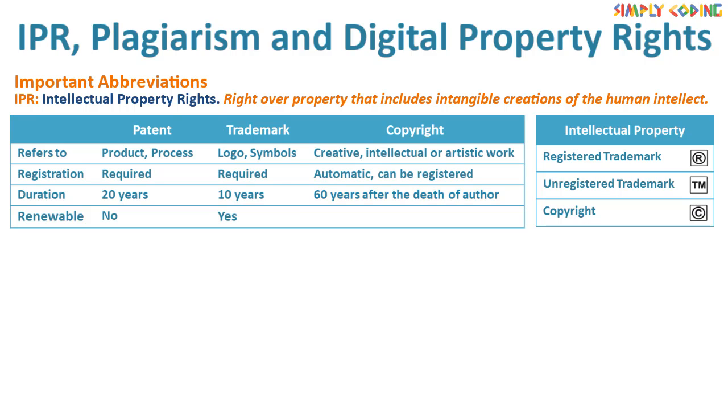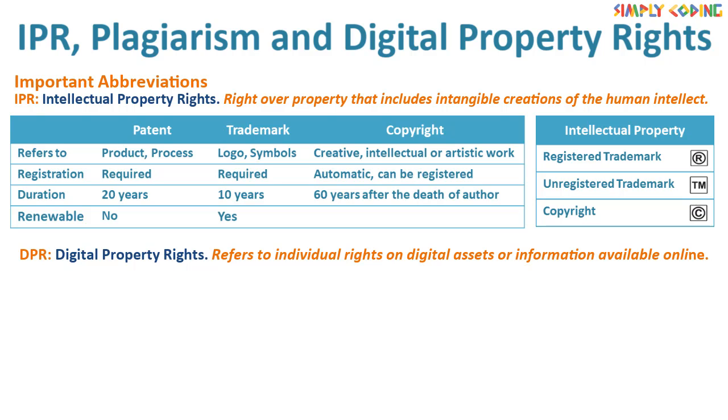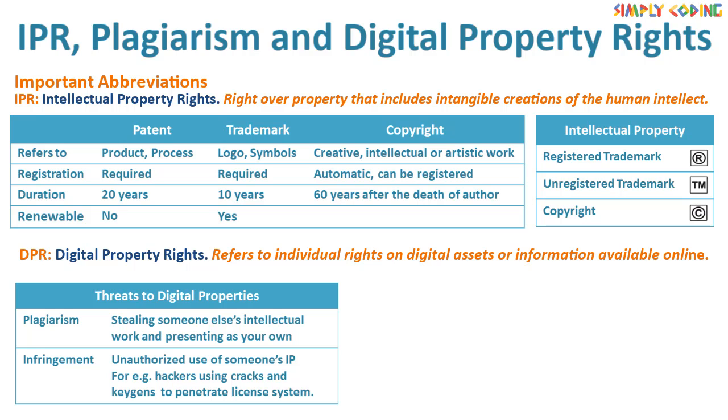With content moving online, DPR or digital property rights has become common nowadays. It refers to individual rights on digital assets or information available online. For example, online accounts, email accounts, photos, videos, blogs, or websites which you own. There are various threats that we see on digital properties online. First of them is plagiarism, which effectively means stealing someone else's intellectual work and presenting it as your own. Then there is infringement, which could be copyright, patent, or trademark infringement. It is basically unauthorized use of someone's IP. For example, hackers using cracks and keygens to penetrate license systems.